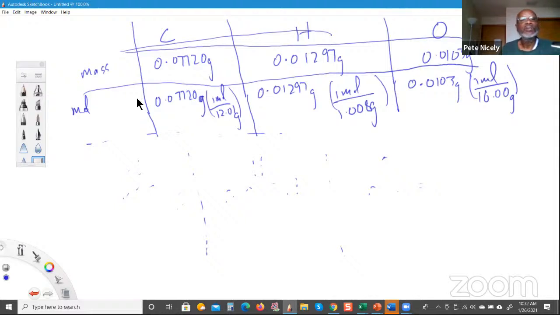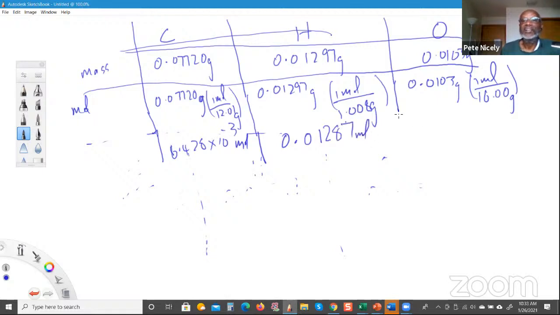In the case of carbon, I'm going to divide 0.07720 by 12.01. According to my calculations, this works out to be, rounded off to 4 sig figs, 6.428 times 10 to the minus 3 moles. In the case of hydrogen, it's going to be 0.01297 divided by 1.008, which works out to be 0.01287. And in the case of oxygen, it's going to be 0.0103 divided by 16.00, which works out to be 6.43 times 10 to the minus 4 moles.